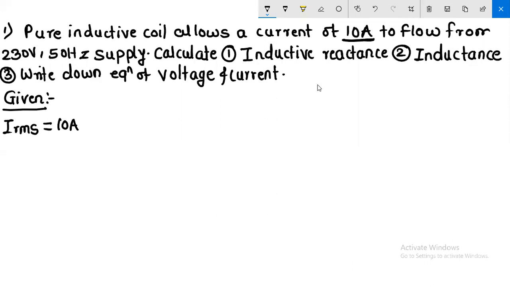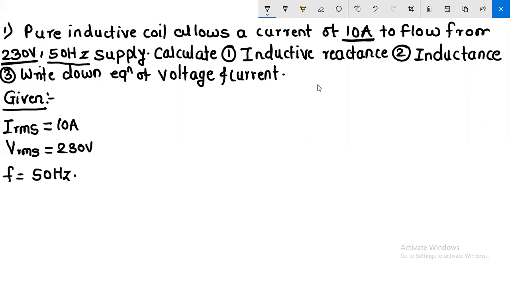Then what else is given? Voltage is 230 volt. Whether it is the RMS or maximum value of voltage, they have not mentioned anything, so this is the RMS value of voltage, which is 230 volt. Got it, everyone? Now next, what is given? Frequency, which is 50 hertz. So F is equal to 50 hertz.